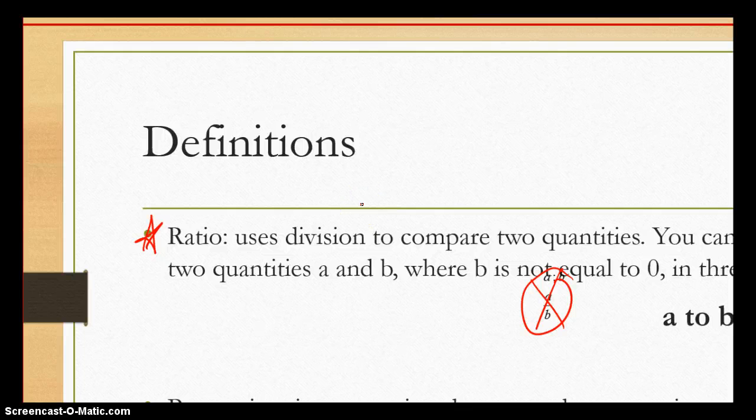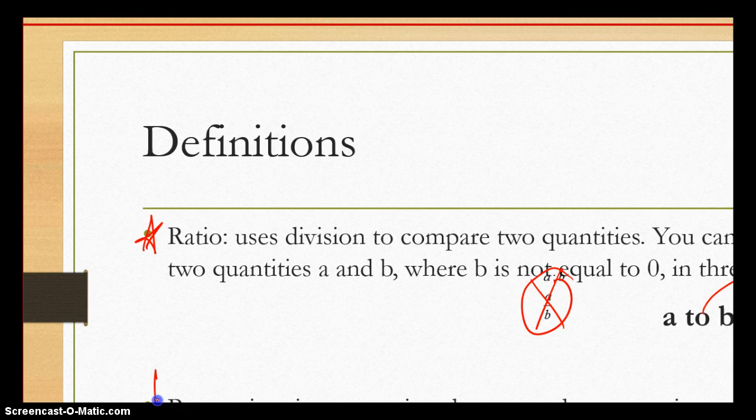You can write the ratio of two quantities, A and B, where B is not equal to 0, in three ways. Don't focus on the part that I X'd out; focus on these three right here. A to B, and this "to" is very important, which we'll find out later. That "to" means the same thing as the symbol between the A and the B, and then A over B. So these are three ways that you can write a ratio.